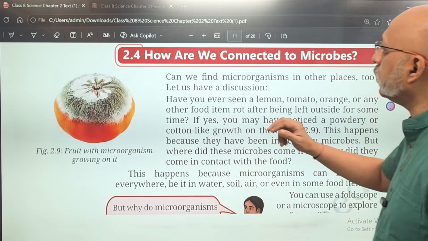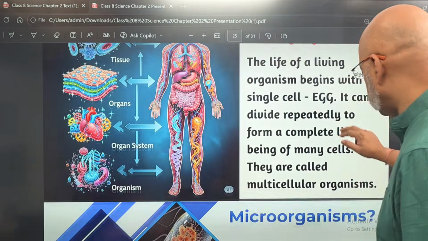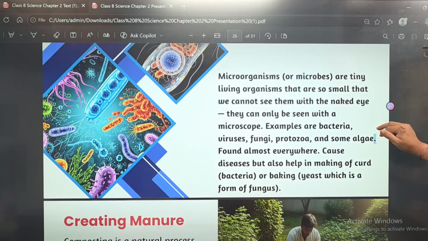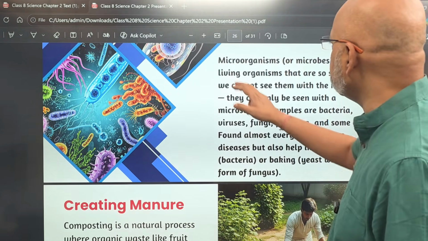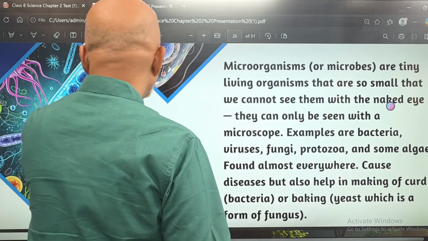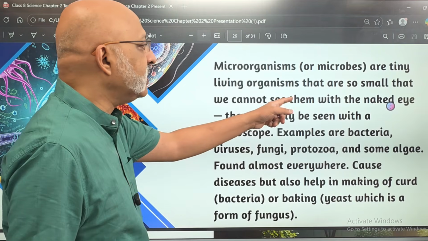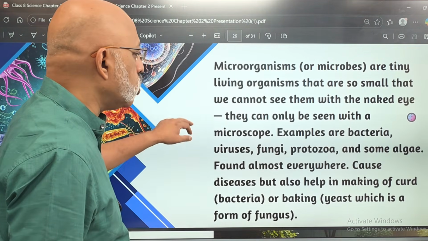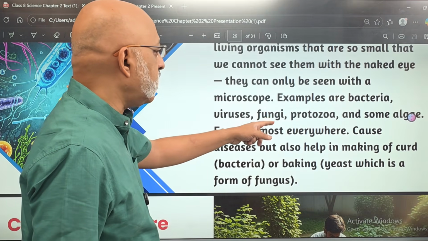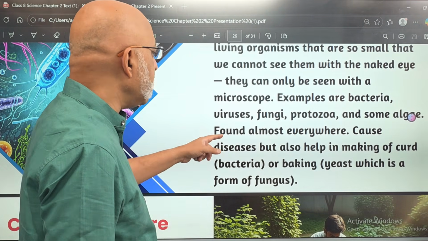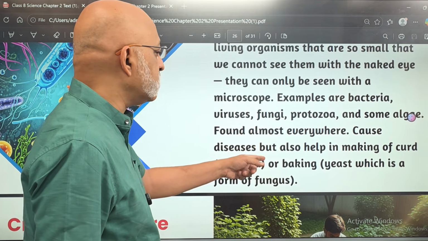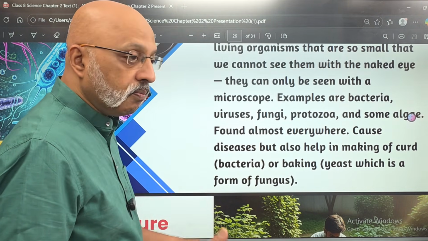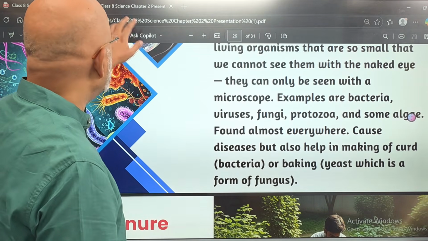Now, before we go, let me just show it to you in this presentation, just to do a quick recap. Microorganisms or microbes are tiny living organisms that are so small that we cannot see them with the naked eye. They can only be seen with a microscope. Examples are bacteria, virus, fungus, protozoa, and some algae, found almost everywhere, cause diseases, but also help in making of curd or baking. Now I will, once I explain to you, then I will come back to this.